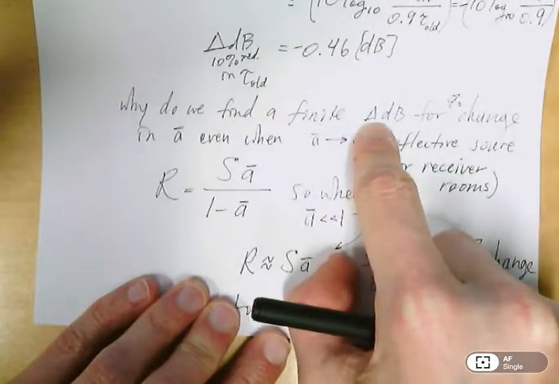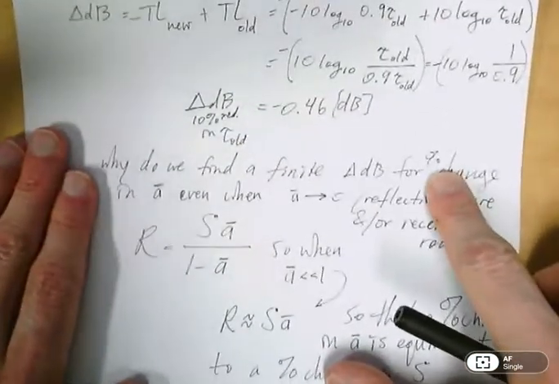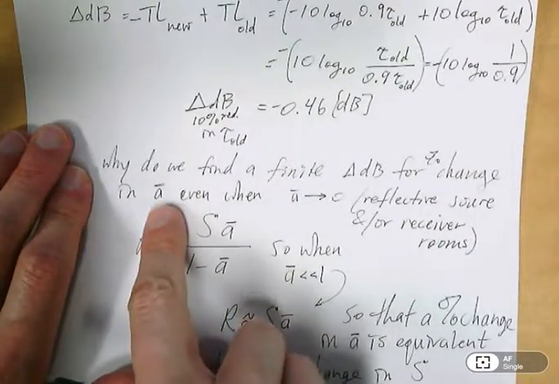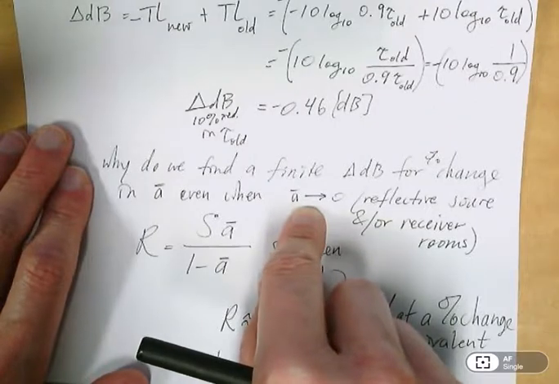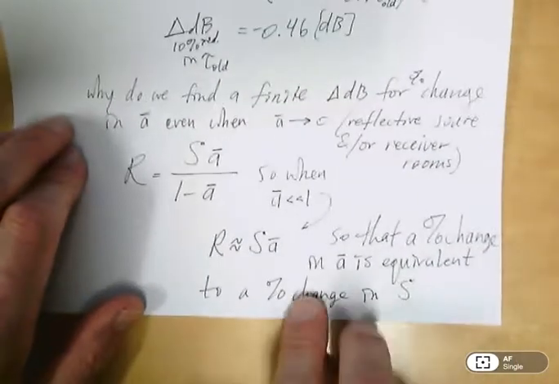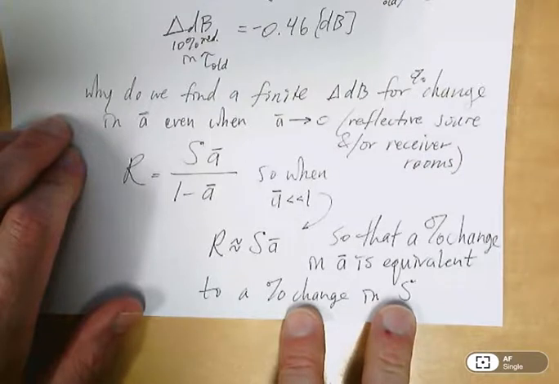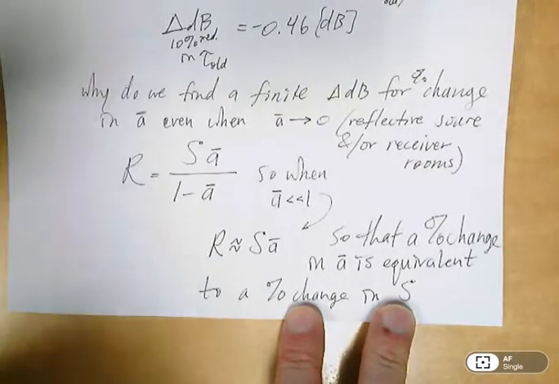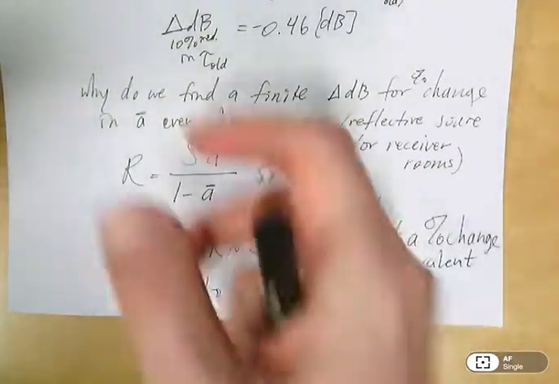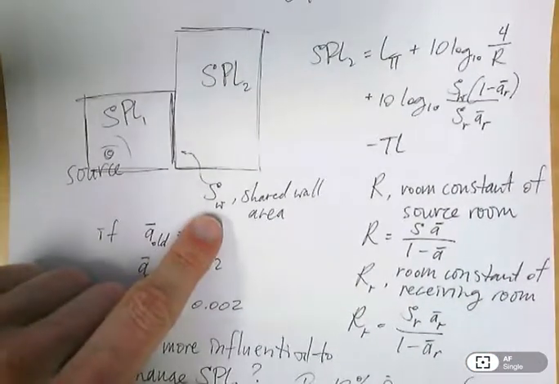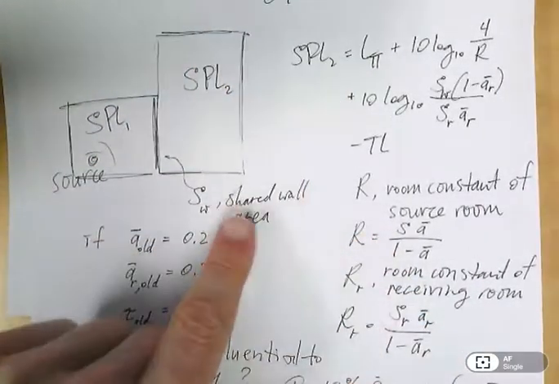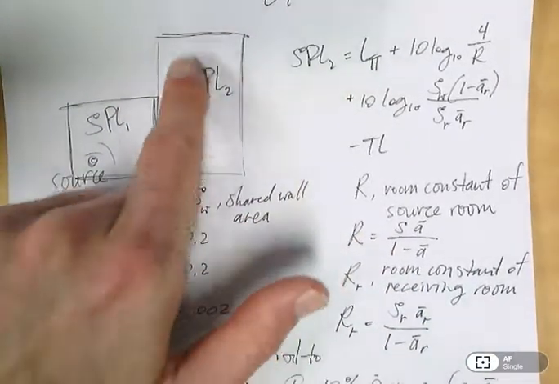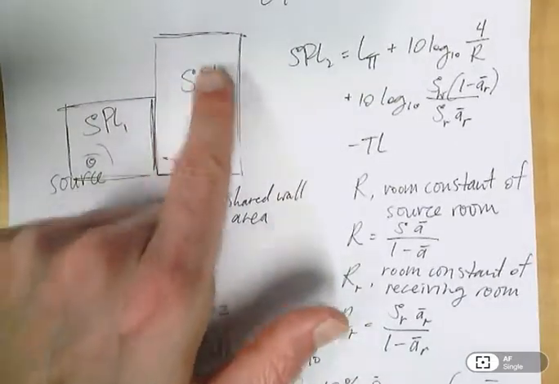So in other words, the reason we have a finite decibel difference for that percentage change in the mean absorptivity, even when that mean absorptivity goes to 0, is because it's functionally equivalent to a percentage change in the area, meaning that less acoustic energy ultimately arrives at the shared wall, because either the source room or the receiving room is larger. Thus, the diffuse field acoustic energy density will reduce by the same delta dB amount.